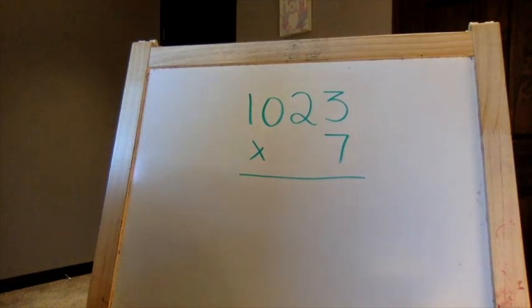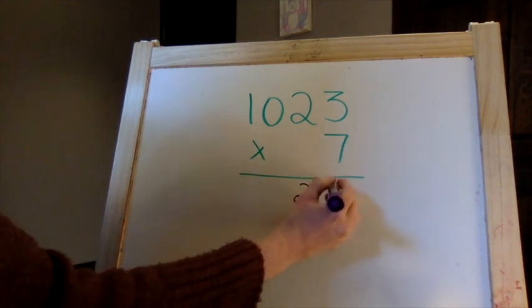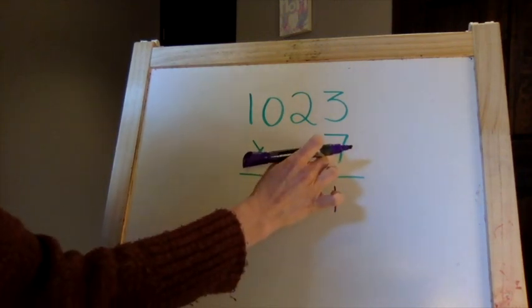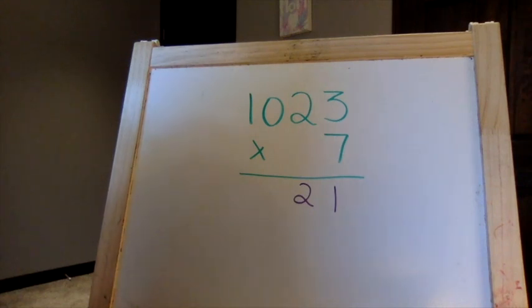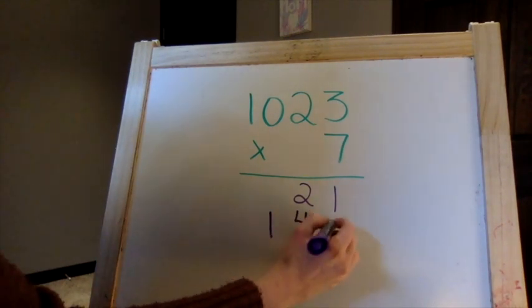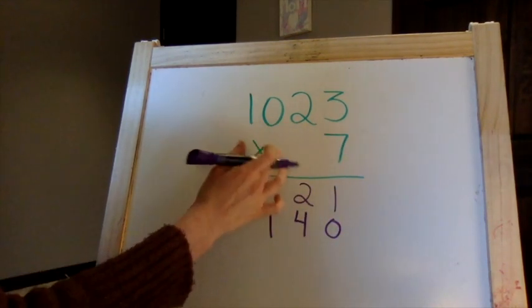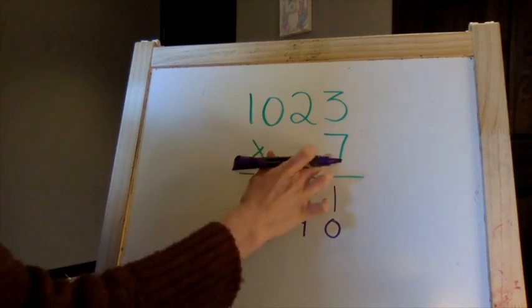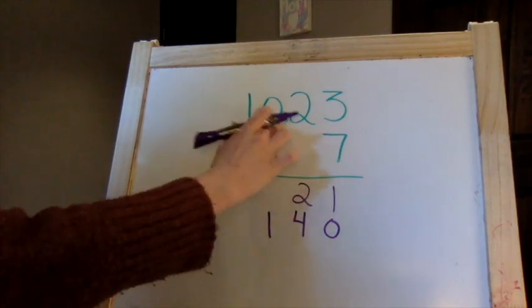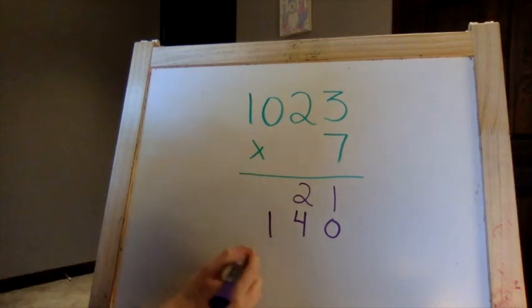So 3 times 7, I'm going to use partial products. Remember, you are free to use whatever strategy you like. 3 times 7 is 21, so I'm going to write 21 here. Now I'm going to go 7 times 20, so 7 times 2 is 14. 7 times 20 is 140. 7 times 0, we could just skip that because there are 0 hundreds, so there's nothing there to multiply. 7 times 1,000 is 7,000.